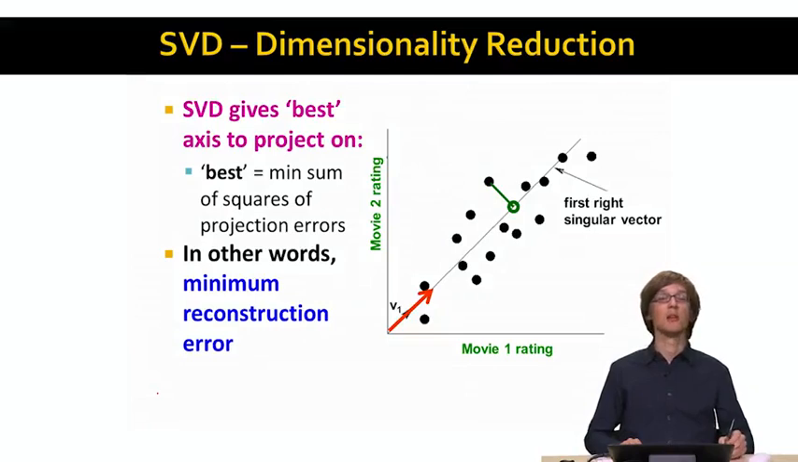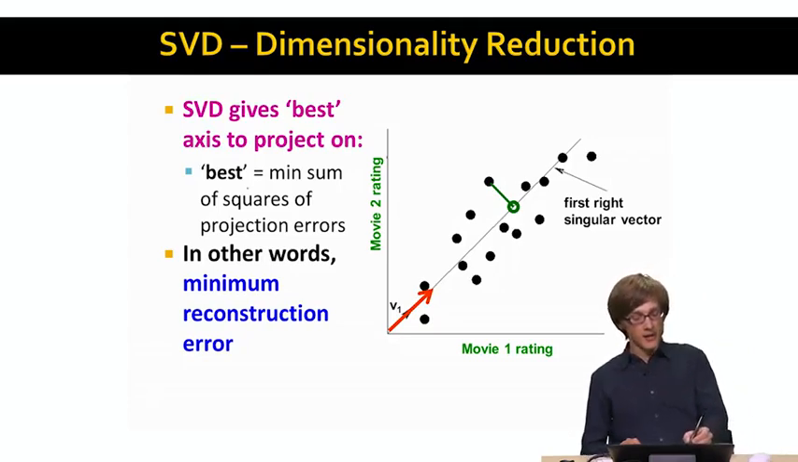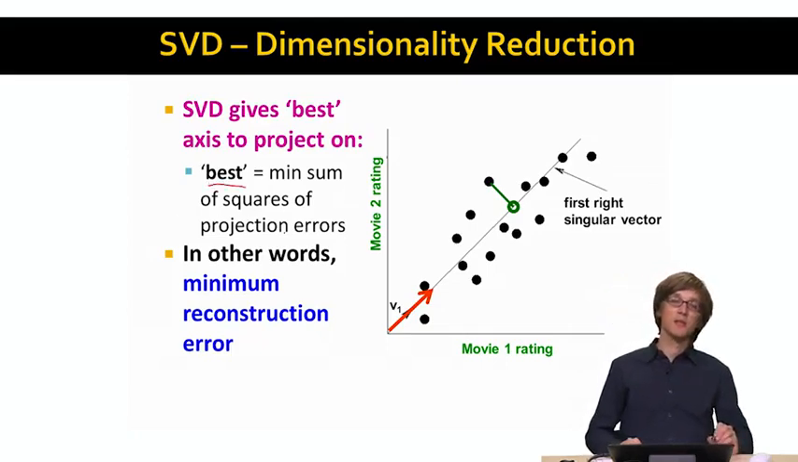terms of dimensionality reduction? And what SVD is really trying to do, in some sense, it gives us the best axis to project on. So what do we mean by this is that the best means that the sum of the squared projection errors is minimized. Okay, so in some sense, we want a small set of axes such that if we represent our data in terms of that axis, we get the minimum reconstruction error.